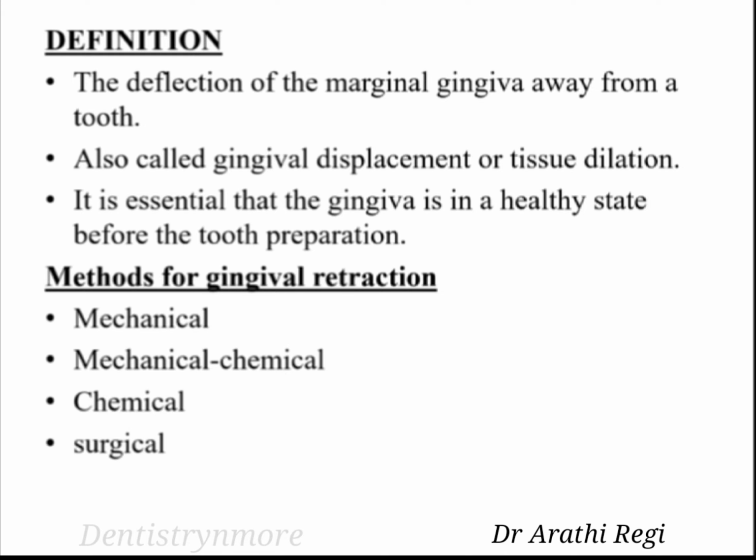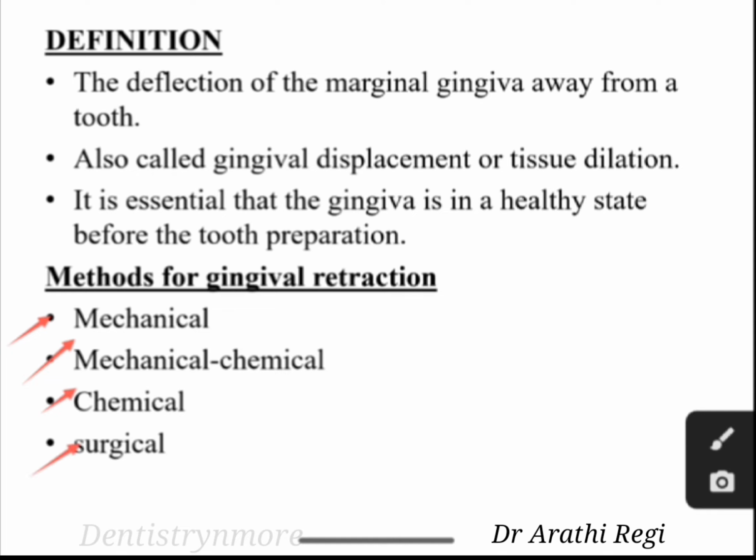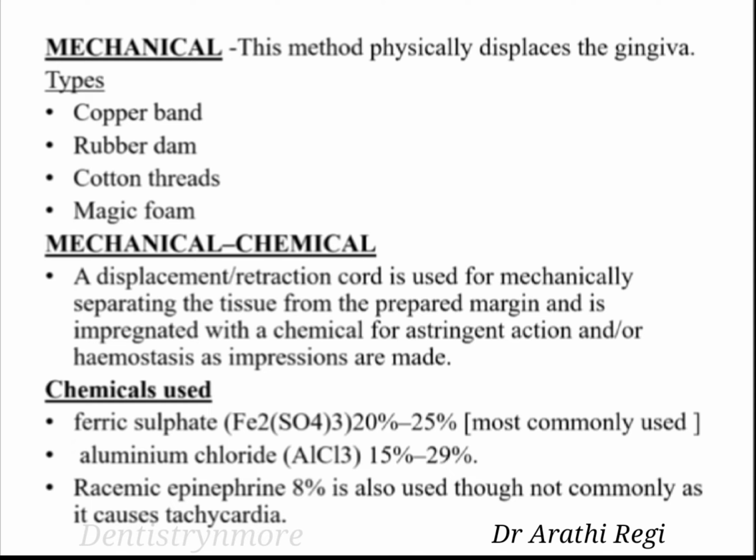It is defined as the deflection of the marginal gingiva away from the tooth. It is also called gingival displacement or tissue dilation. So the methods of gingival retraction include: first one is mechanical, next one is mechanical chemical, next chemical, and last one is surgical. So we are moving to each point, first one is mechanical.